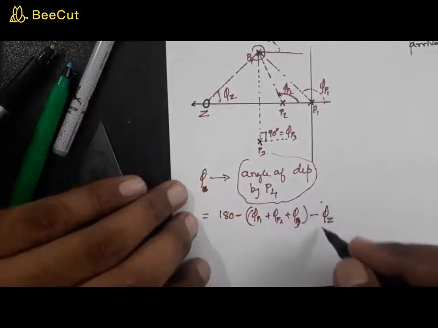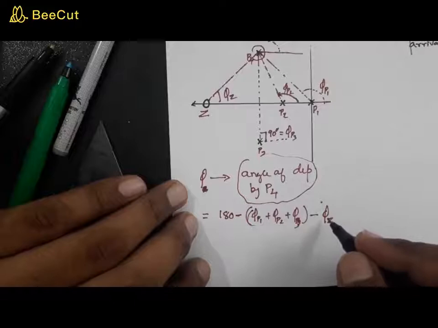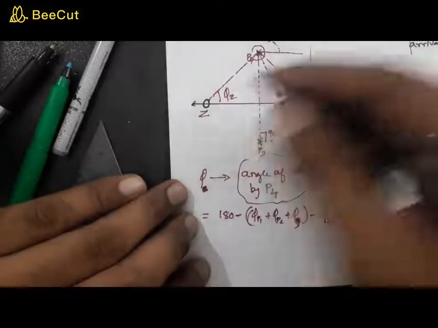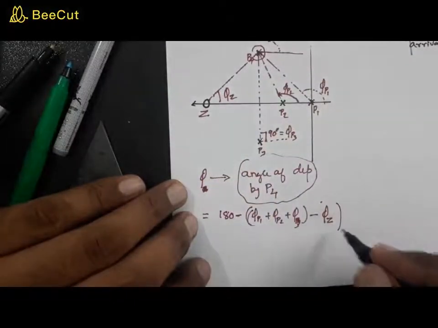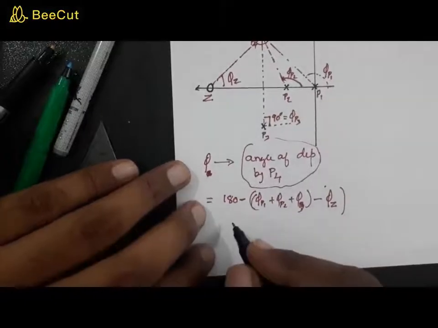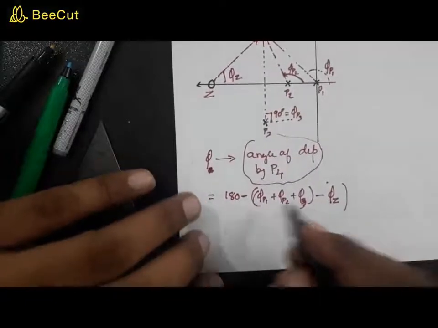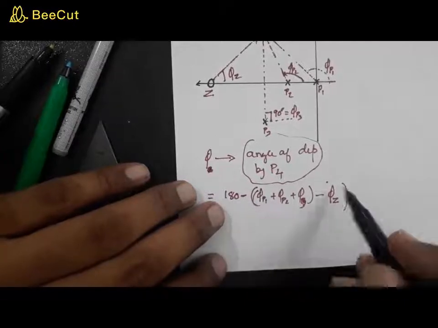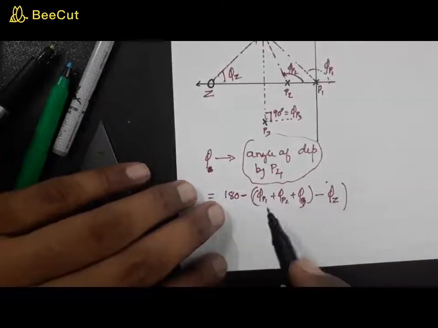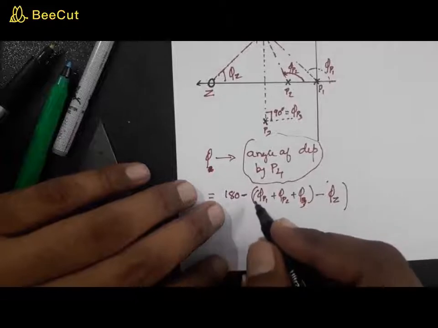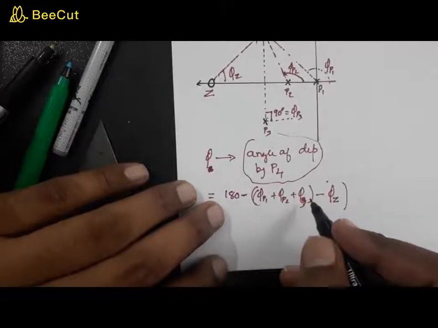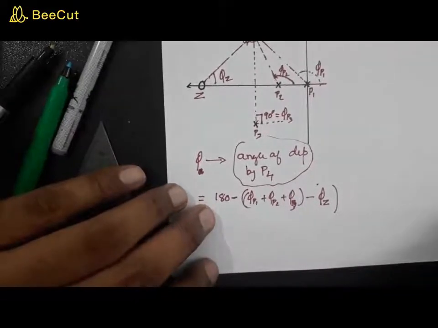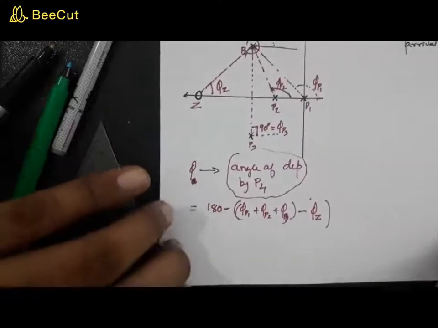Otherwise you will be subtracting the sum of the angles subtended by zeros. So hope this is very important. In different textbooks there may or may not be a bracket, so don't get confused by that. Just follow one thing. So this is 180 minus phi P1 plus phi P2 plus phi P3. Okay, so this is the angle of departure.